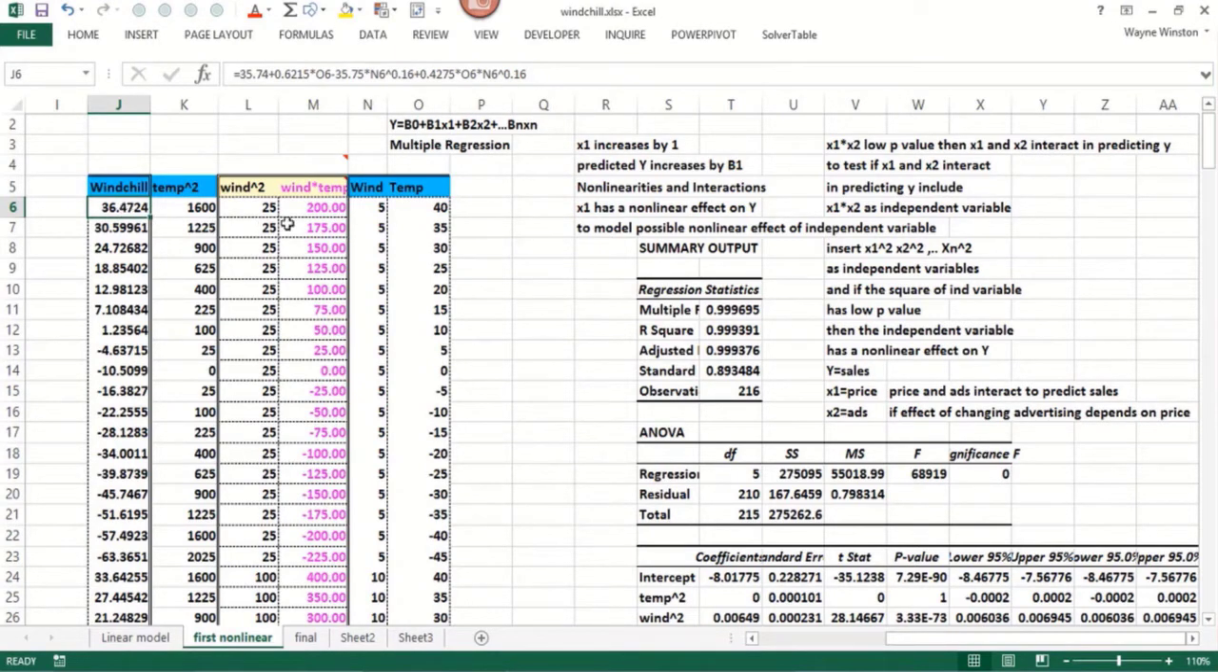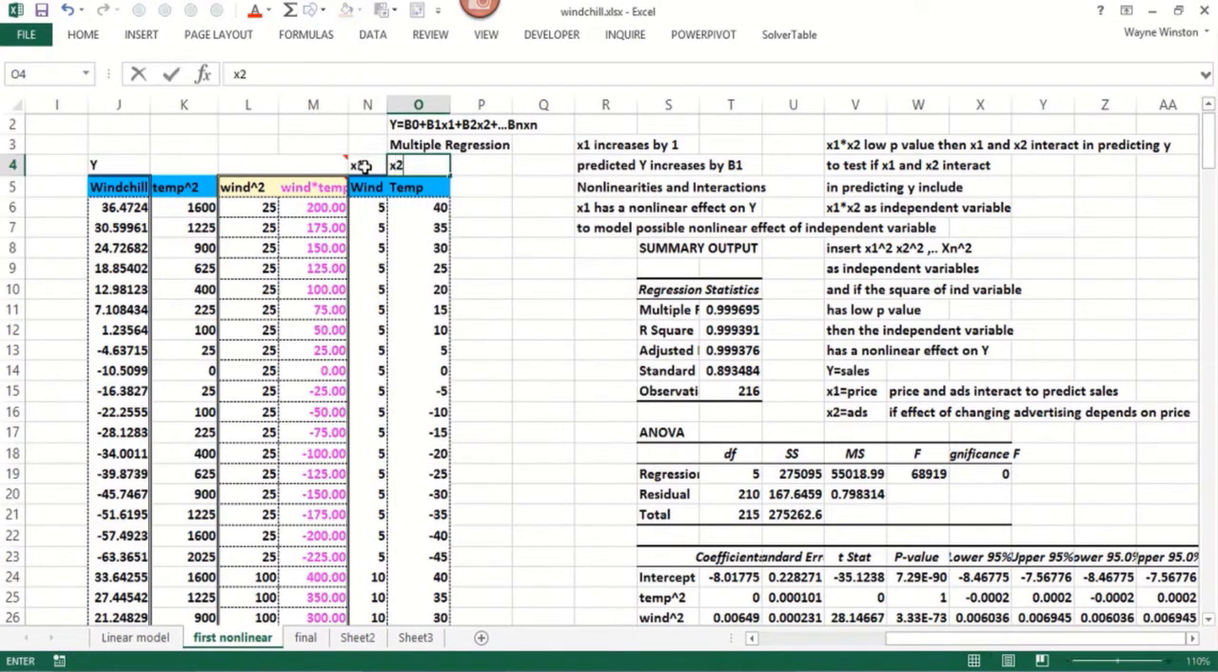So what I have here is a bunch of wind speeds in miles per hour and temperatures and what the wind chill index is. So for example, if we had a temperature of minus 40 and a wind of 5 miles an hour, that would be a minus 57 wind chill. Okay, so this is what you're trying to predict. And this would be x1 and x2.